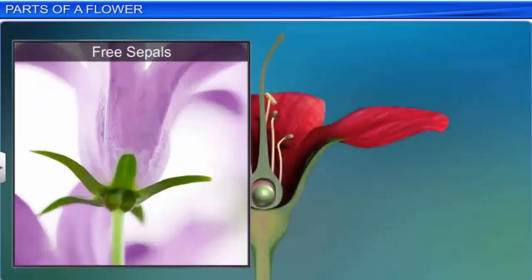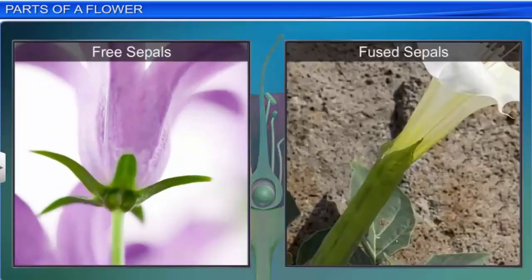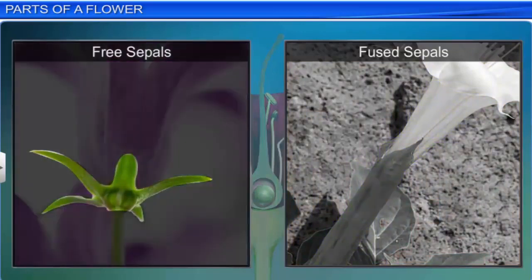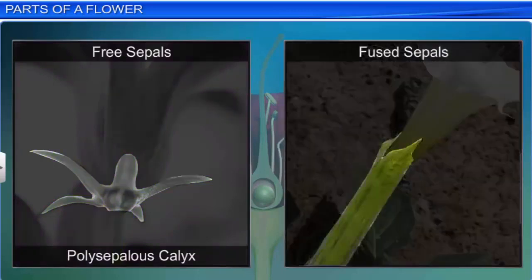The sepals can be either free or united. When free, the calyx is called polysepalous, and when united, the calyx is called gamosepalous.